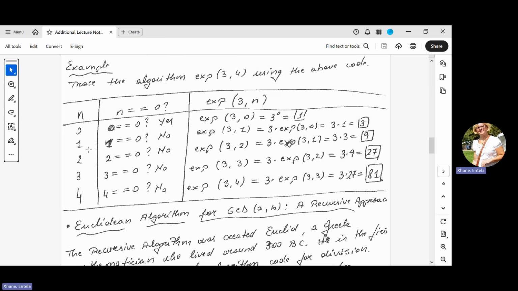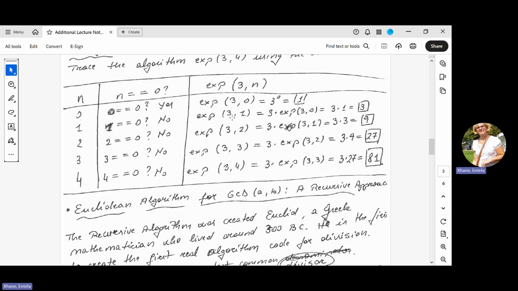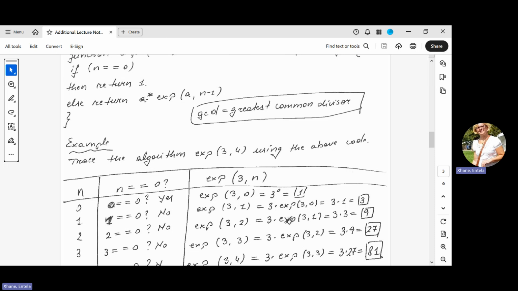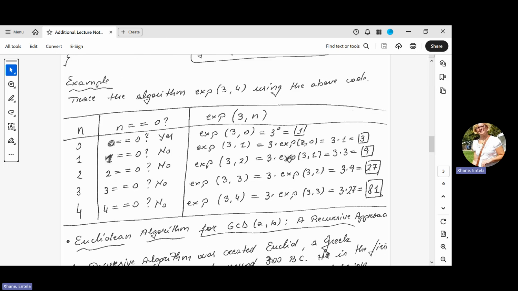Now let's get to n equals 1. We know n is not 0, so that's a no. Therefore, 3 to the power 1: the first number of this ordered pair, right after the word exponential, is the base, and the second number is the exponent. So exponential 3, 1, which means 3 to the power 1, based on the algorithm coding, is going to be equal to the base, which is 3, times the exponential of the previous term. And the previous term is 3 comma 0, which is 3 to the power 0. So that's 3 times 1 equals 3.